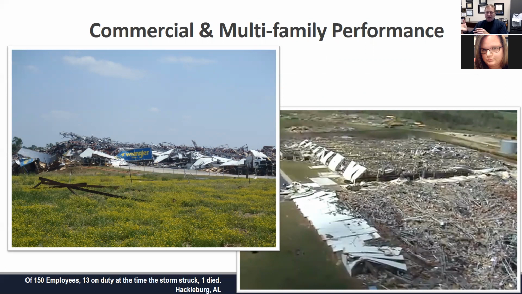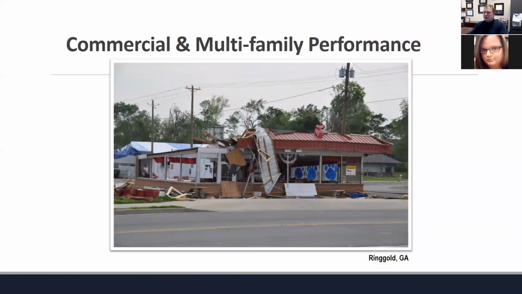Of the 150 employees that would normally have been on duty working in the plant at that time, only 13 were still in the building at the time the storm struck. And of those 13 that were there, 1 died. As tragic as that was, particularly for that one person, had they not been proactive and understood the limitations of their construction and sent people home, they could have very easily lost many more lives. This is just another example of commercial construction that really doesn't have a safe space.